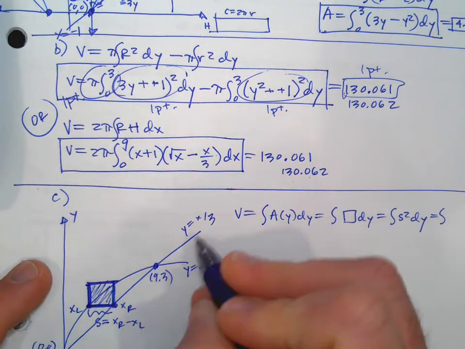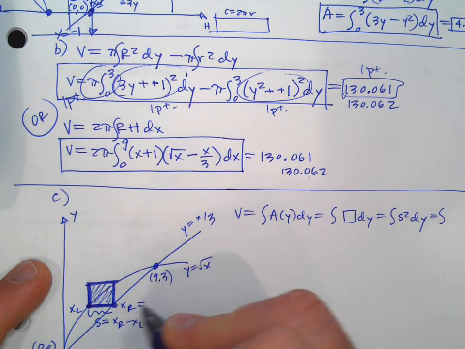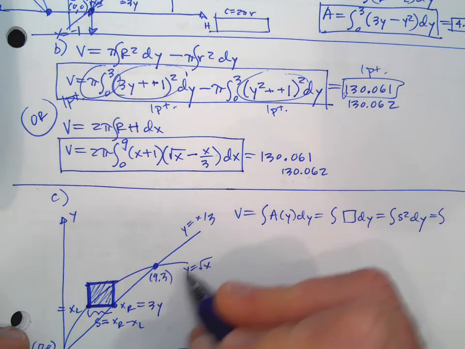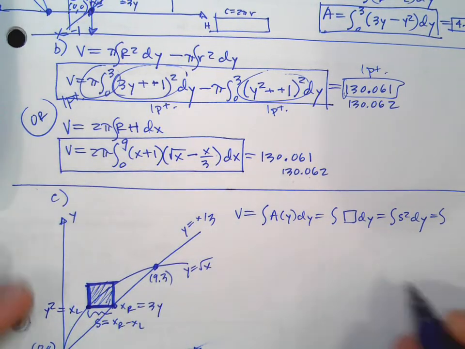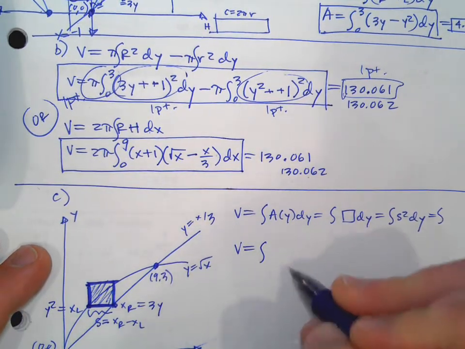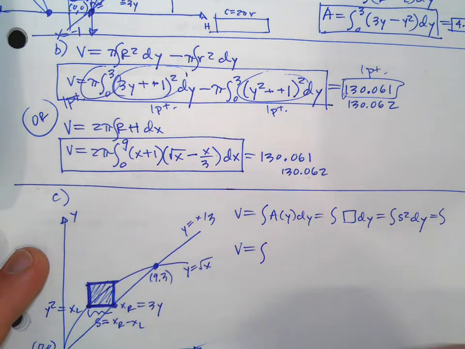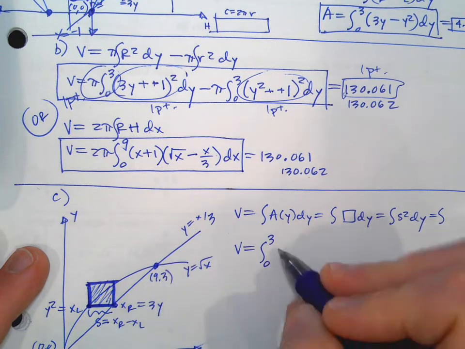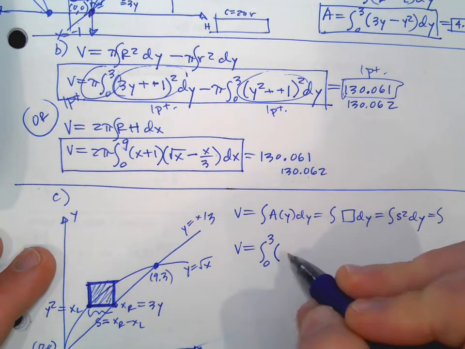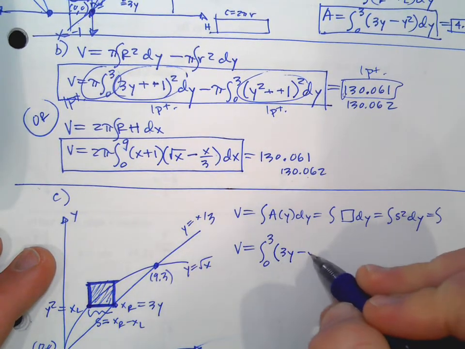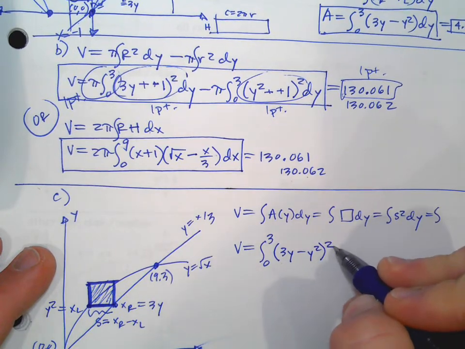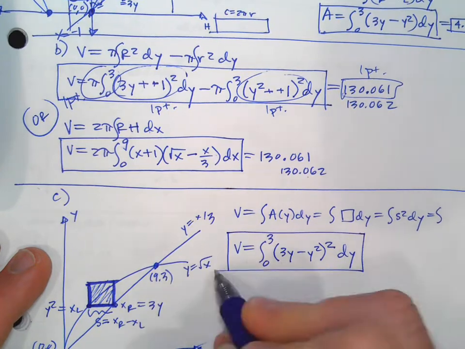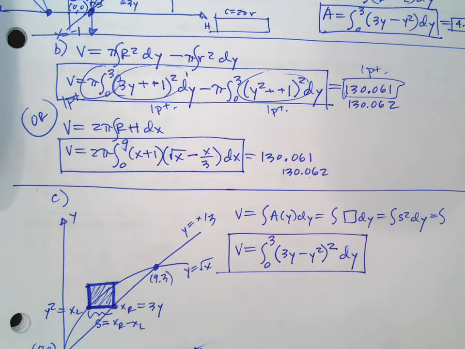So x right is the line. So it's going to be 3y. X left is the sideways parabola, which if you solve for x in terms of y, you get y squared. So your volume is, we're integrating bottom to top in the y direction, 0 to 3, not 0 to 9, 0 to 3. And x right is 3y, x left is y squared. Squared, don't forget that next squared. And that's your setup right there. And we just put it in our calculator.